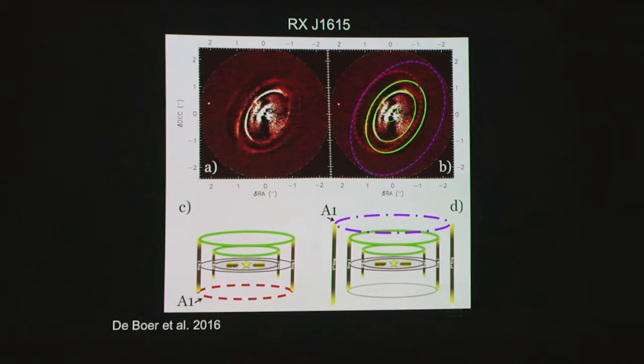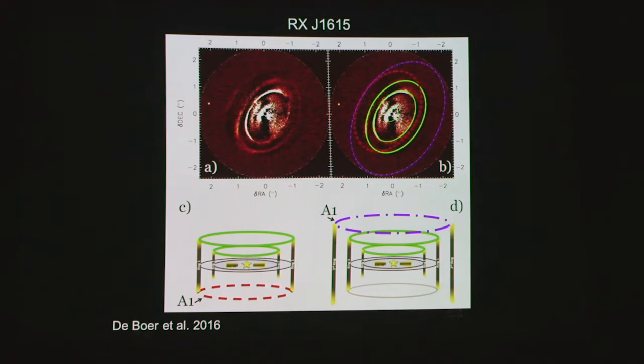And their interpretation is that the ring material is at different heights in the disk. This is somewhat exaggerated, but you're basically seeing the outside versus the inside edges of this ring material and the obscuration. And of course, the material is only lit up by the star at the center. And so depending on your view geometry, you'll see different aspects of these rings around that star.